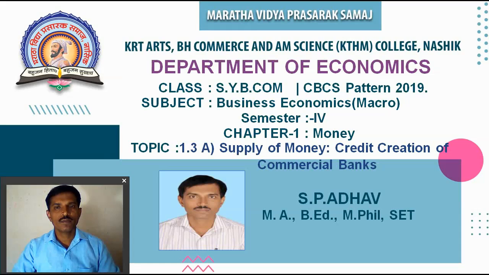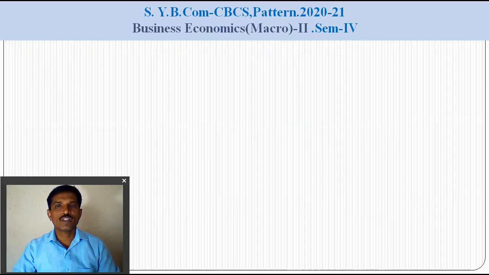Hello friend, we are looking here at SYBCom CBCS pattern 2019, Business Economics Macro, and under this Chapter 1, Money, we completed 1.1 and 1.2 in the previous 2-3 lectures. Our next lecture is about 1.3, the supply of money, credit creation of commercial bank. So let us start with our point.